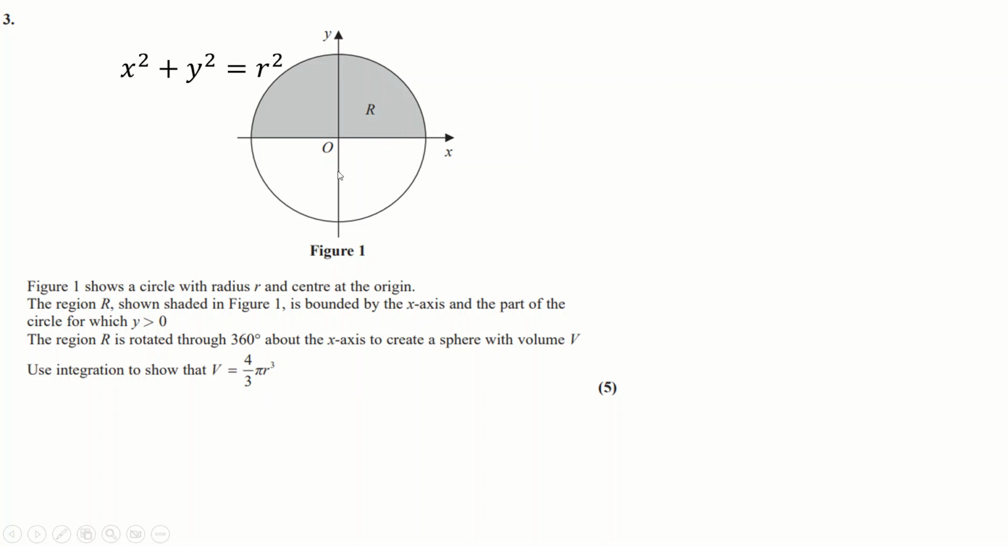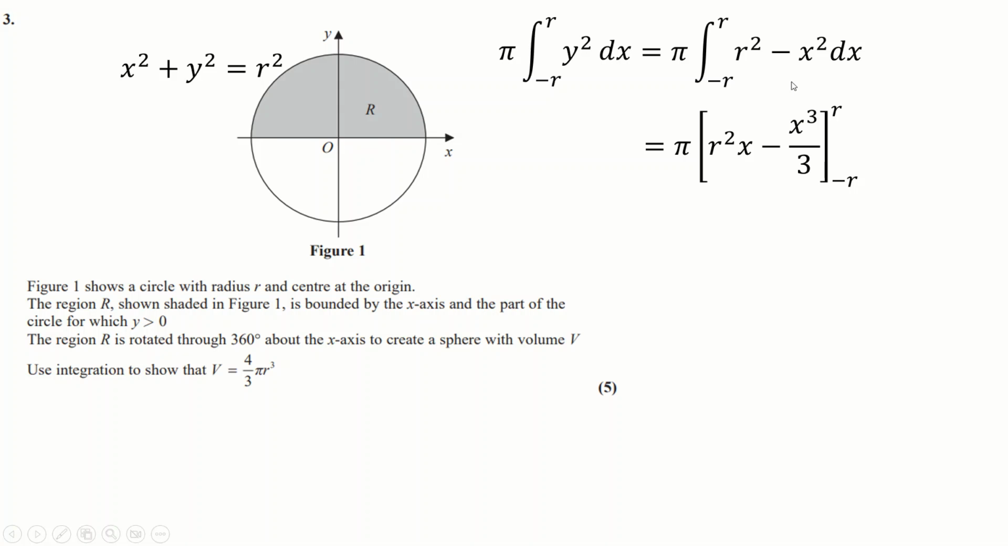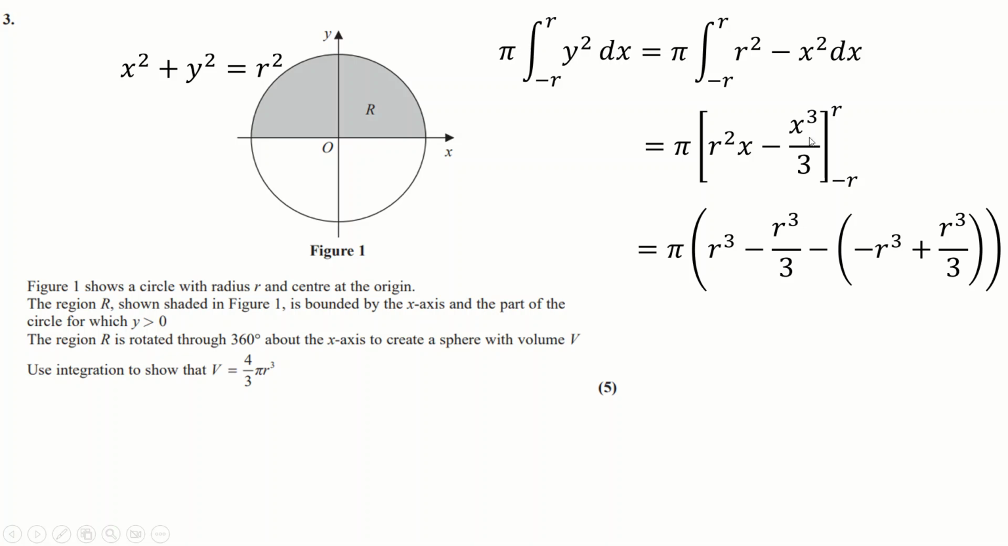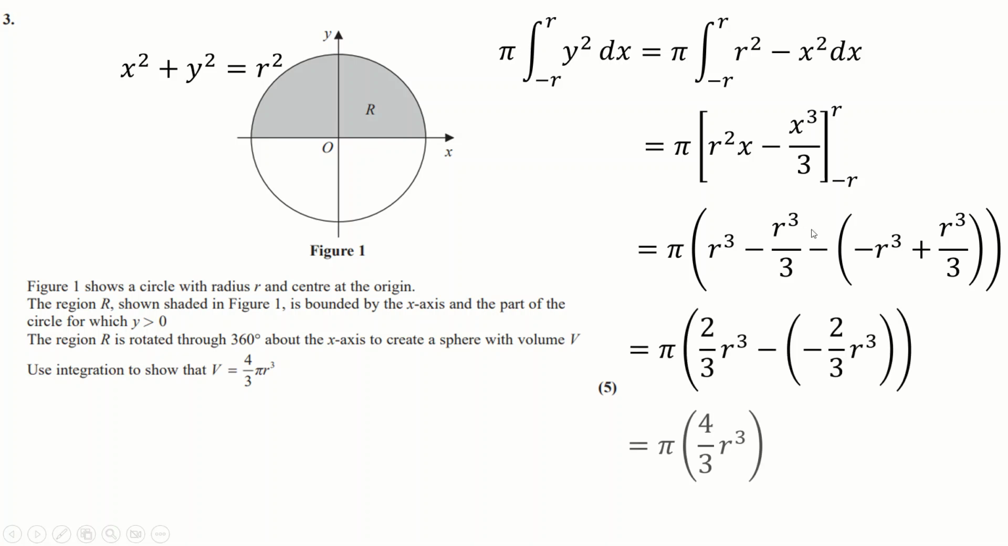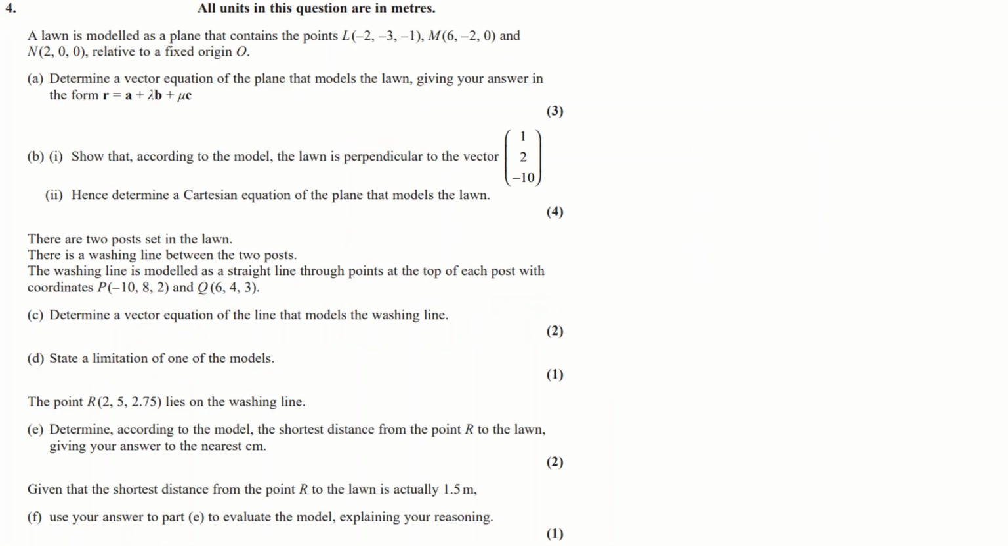That's going to be the integral between r and minus r of y squared dx, times by pi, of course. y squared is just r squared minus x squared. We can just integrate that, of course, with respect to x, and put the r's in. Just be careful when you're putting them in. There's lots of negatives to deal with, but hopefully we get the right answer and we have exactly what they wanted us to show. Good, you should have seen that in class, quite honestly.